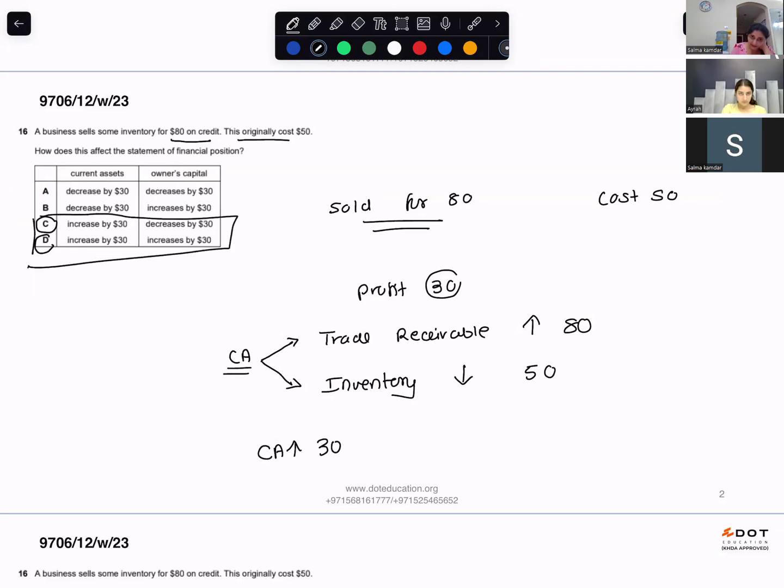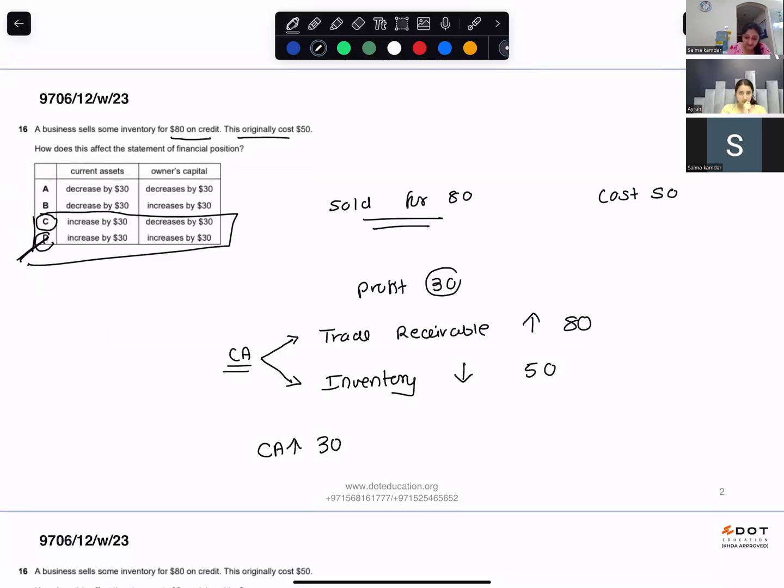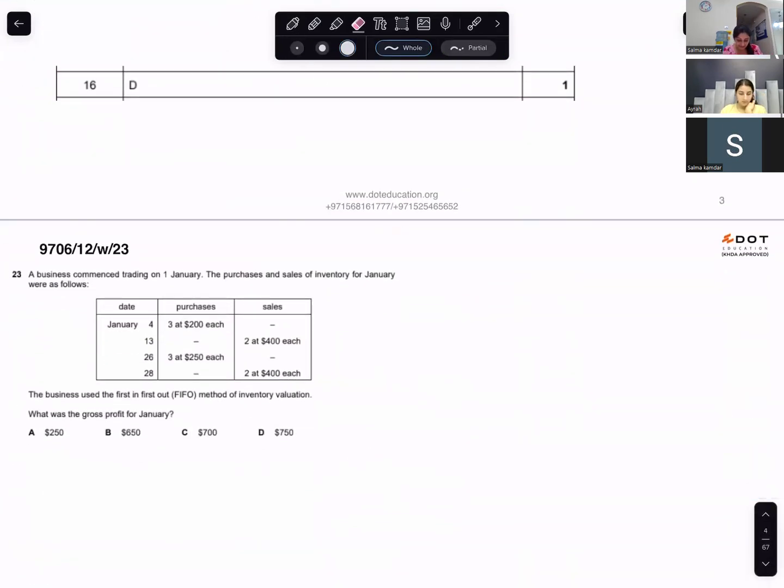And owner's capital. Capital is directly related to assets. So if assets increase, capital also increases, no? Profit increases, capital increases. I need to know the thinking process, Ira. So current assets will increase by 30 and capital will increase by 30. It's option D. I want to know every step you thought. Come on, go ahead.